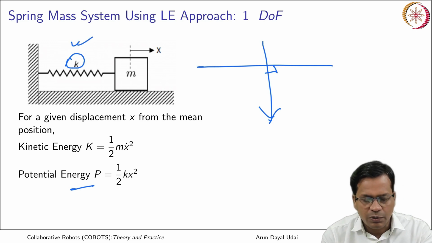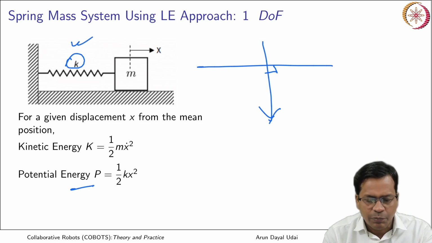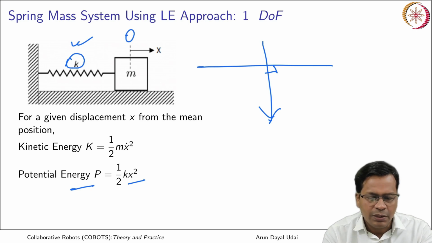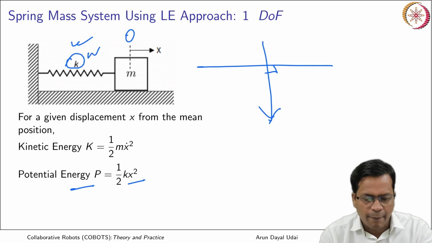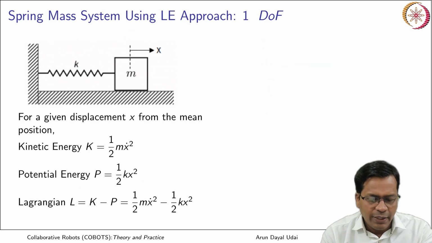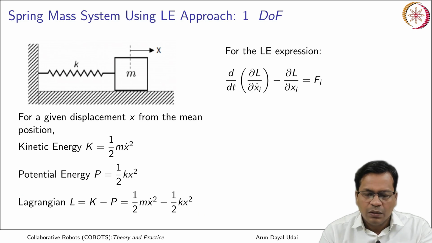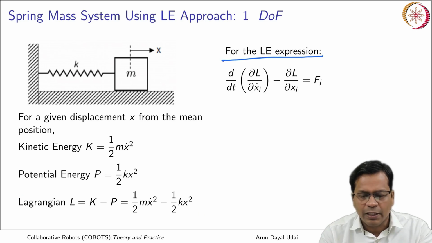This causes potential energy to be stored in the spring, and how much is that? It is 1/2 kx². x is the displacement from the mean position, k is the stiffness of this spring. So the Lagrangian now will be equal to kinetic energy minus potential energy for the whole system. So it is equal to 1/2 m ẋ² minus 1/2 kx². So for the Lagrange-Euler expression, this should now give me the force that is actually causing this motion.